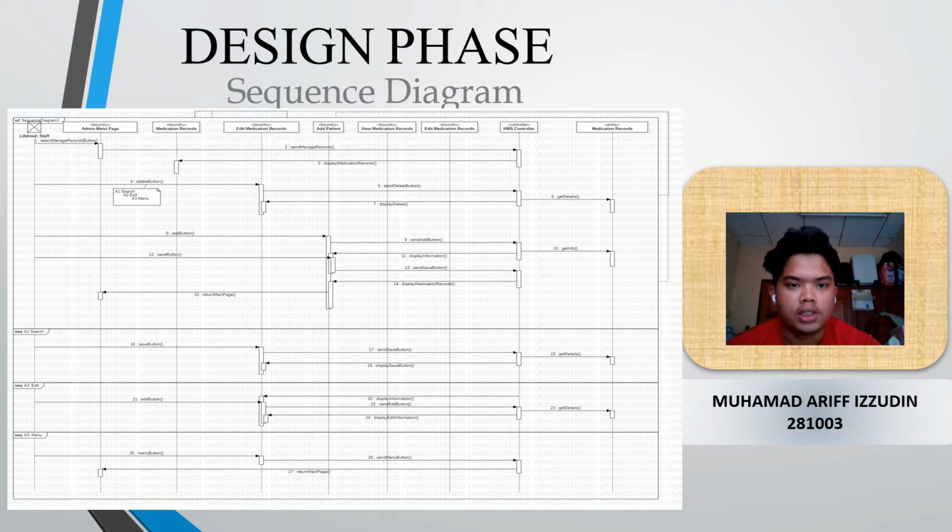So this is my design phase for the sequence diagram. It will start with the boundary first, admin menu page, and then medication record, and it will go to edit medication record, then add patient, view medication record, edit medication record, and then HMS controller, and it will end with my entity, which is medication record.